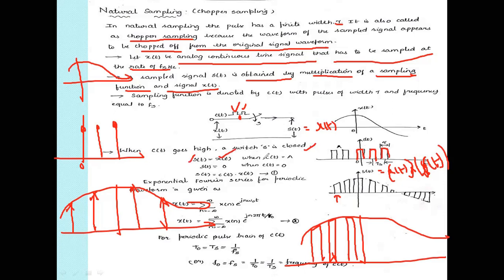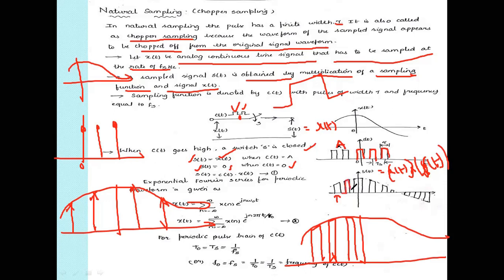S of t is equal to x of t when c of t is equal to A. So here the amplitude is A, whatever the amplitude we have, with the width of tau, the pulse width, and s of t is equal to 0 when c of t is equal to 0. So when c is 1, we'll get whatever the amplitude we have here, A. And when c of t is 0, s of t also goes to 0.